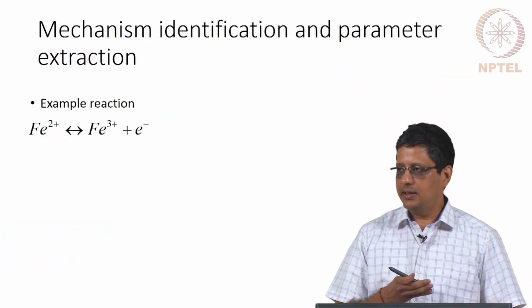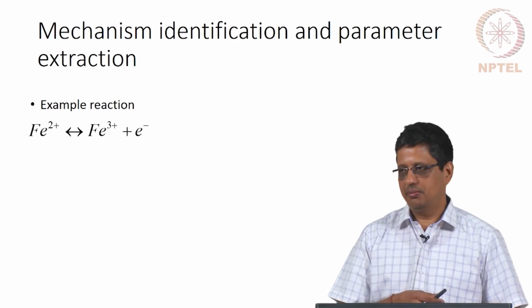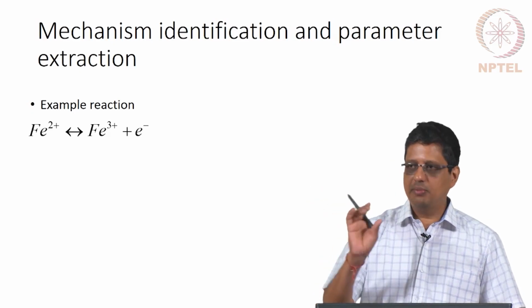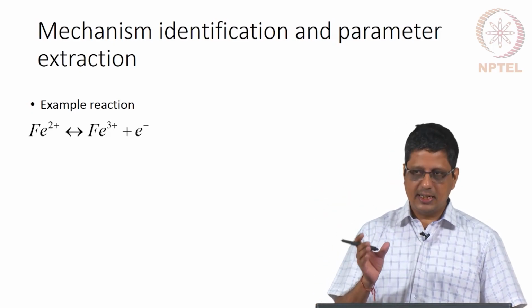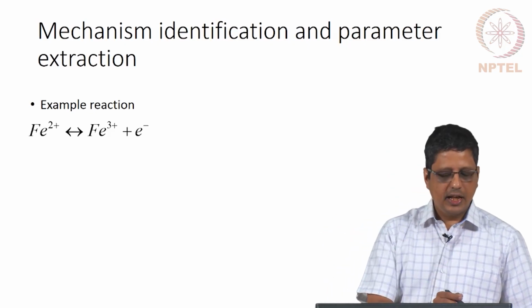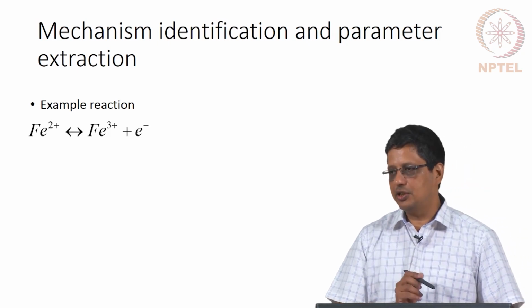Another aspect is, can we say this impedance has come from this reaction? Can you identify a reaction which will give rise to this impedance? We can say this impedance would have come from this circuit. Similarly, we should be able to say this impedance can arise from this reaction. An example is Fe2+ becoming Fe3+ with an electron. That is one of the simplest reactions that is used.